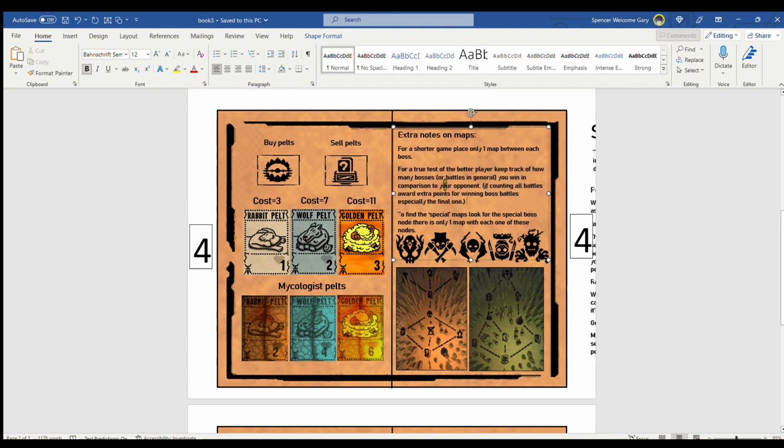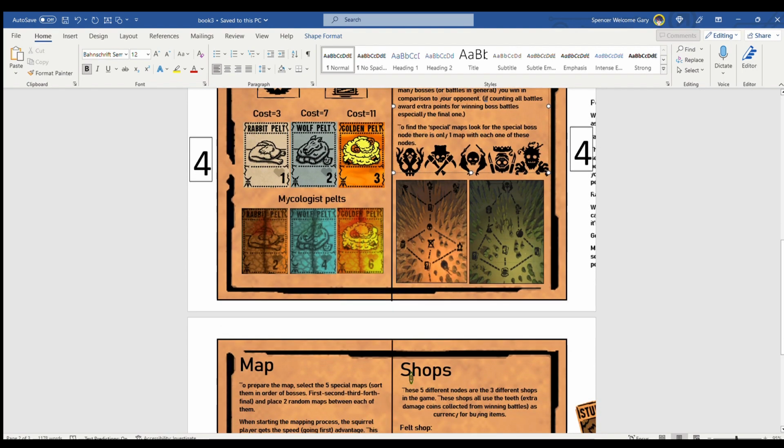And of course, this is just saying to find the special maps, to look for the special boss node. There's only 1 map with each one of these nodes. So this is the first boss, this is the second boss, third boss, fourth boss, final boss.